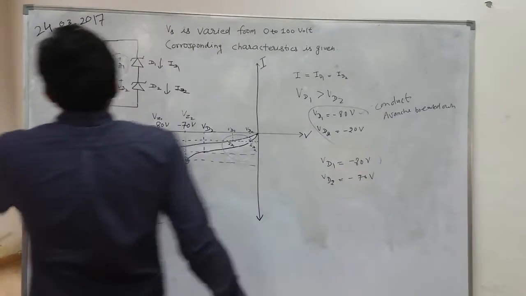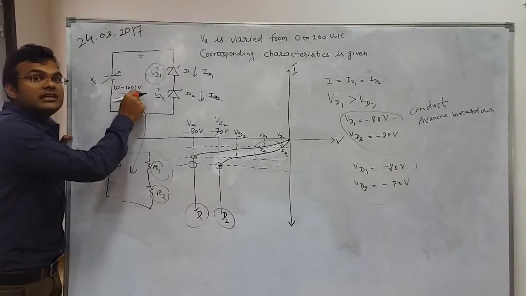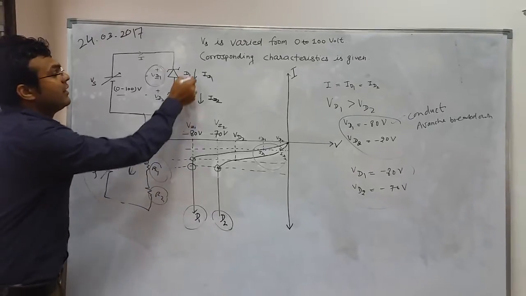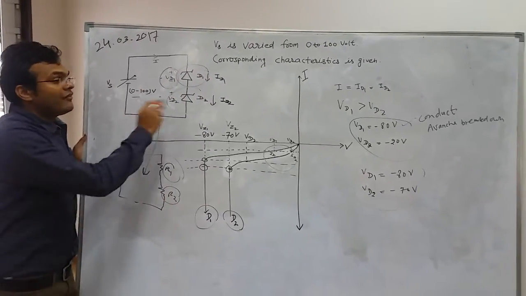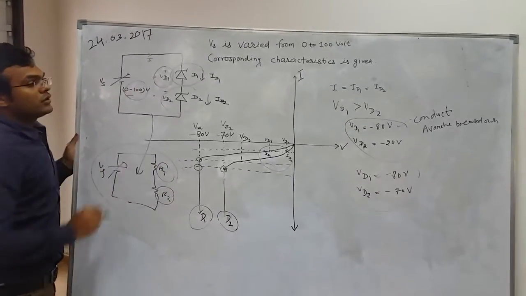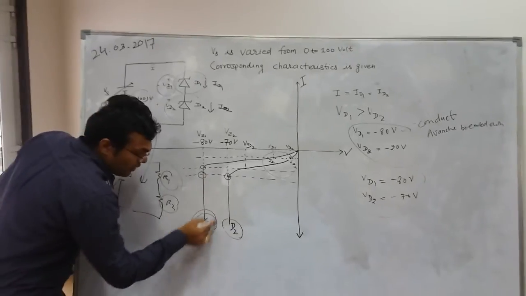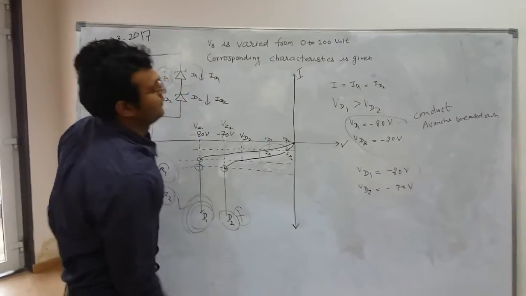If we apply 150 volt or more than this, then there is a possibility that both diodes D1 and D2 can be in the breakdown region. But here we have applied only 100 volt, so the only possibility is that the D1 diode will break down and D2 will not. Thank you.